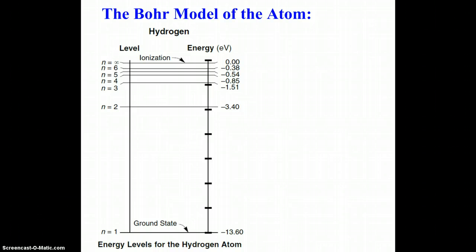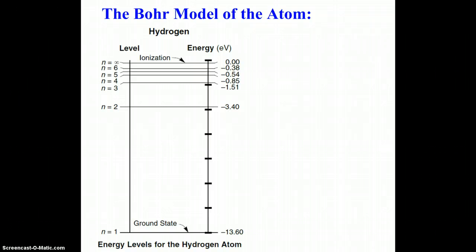The Bohr model of the atom is a model of the atom in which protons and neutrons are bound in the nucleus and electrons are confined to orbit the atom in discrete energy levels. In other words, they only orbit the electron in various energy levels. They're not free to wander around. They have to be in one of these energy levels as they orbit the nucleus.